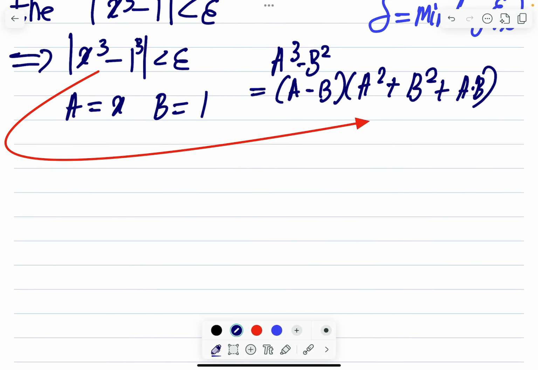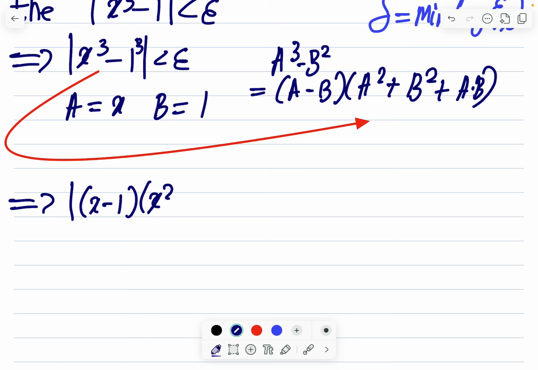Simple stuff. Therefore, you're going to say what? This thing implies that what? a minus b, which is x minus 1, into a squared, which is x squared, plus b squared, which is 1 squared, the same as 1, plus a multiplied by b, meaning x multiplied by 1, which we're going to get x. Absolute value less than delta.